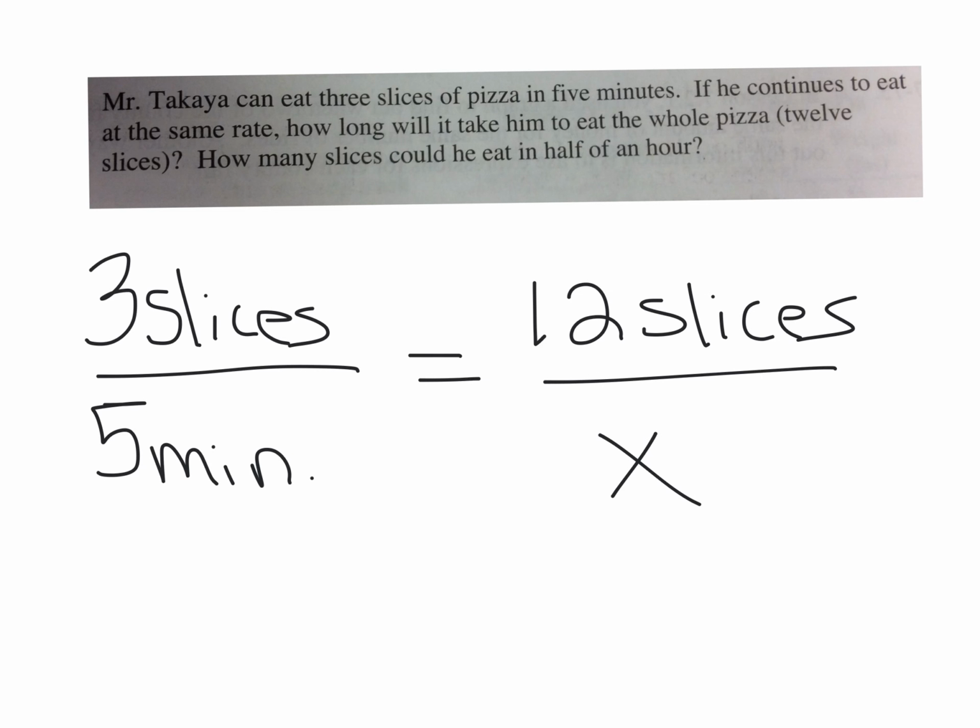So there's a couple ways we can solve. We can solve by using equivalent fractions. So 3 times what number gives us 12? Well, that's 4. So 5 times 4 is 20 minutes. Okay, that's one way to solve the proportion.